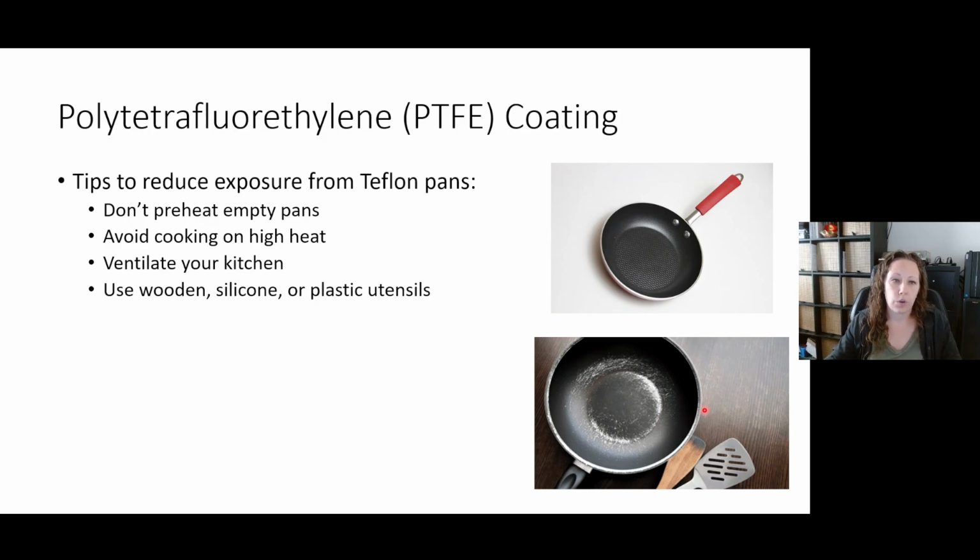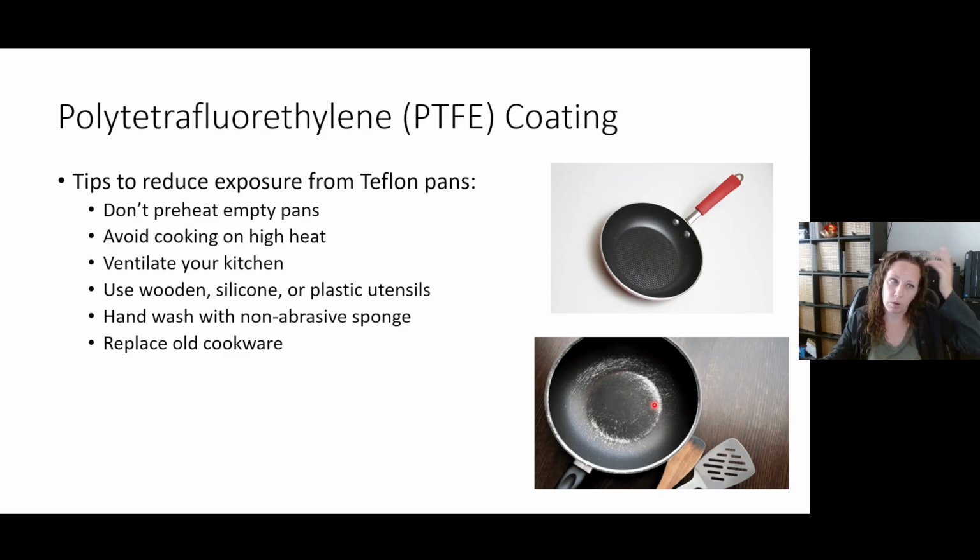Use wooden, silicone, or plastic utensils so you don't get pans like this, right? No scratching your pans. When you're washing them, hand wash them. Don't use a dishwasher, and use a sponge that's not abrasive so you aren't scratching the pan. And replace old cookware. Anything that looks like this should not be used anymore.